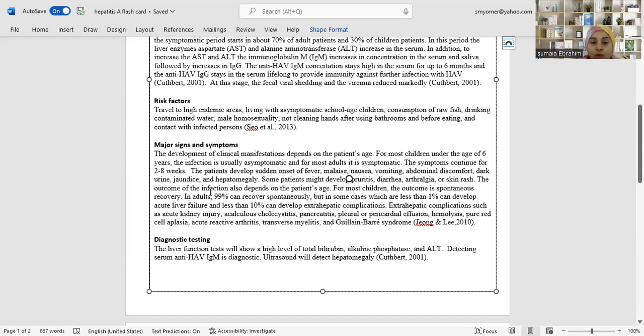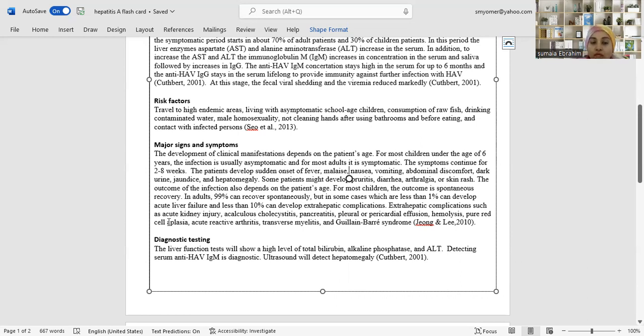The outcome of the infection also depends on the patient's age. For most children, the outcome is a spontaneous recovery. In adults, 99% can recover spontaneously, but in some cases, which are less than 1%, can develop acute liver failure, and less than 10% can develop extrahepatic complications.